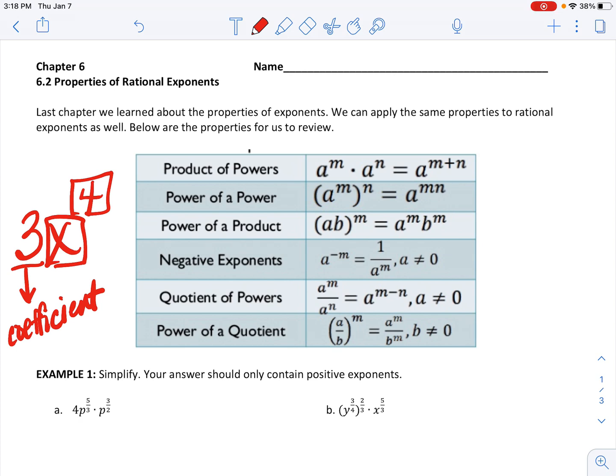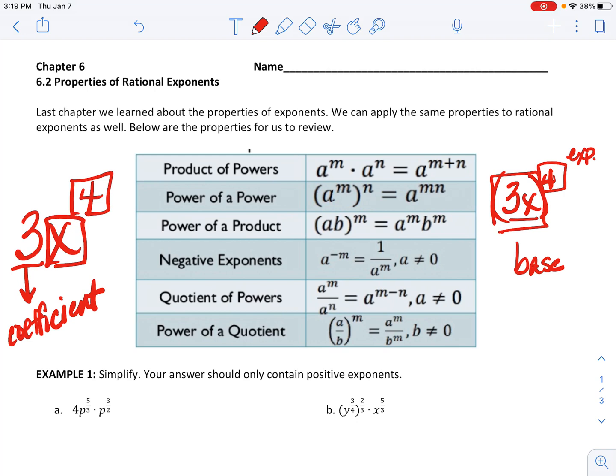If I were to add parentheses into this, so I put 3x to the fourth with parentheses around the 3 and the x, no longer is 3 the coefficient for the power. Instead, it is simply the coefficient for the term, and now the base is actually 3x with an exponent of 4. And that's going to be important when we look closer at these rules for exponents.